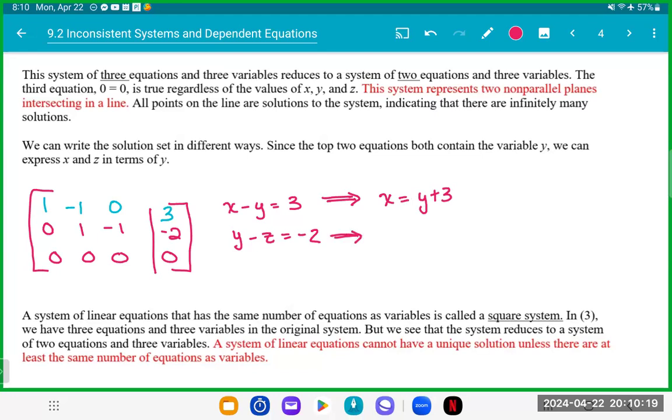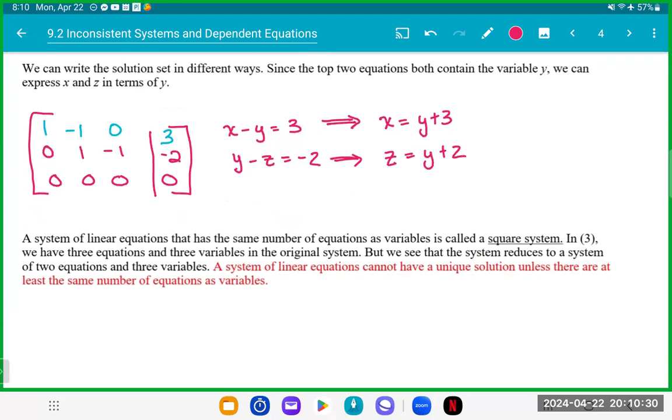Similarly, we could rewrite this one to say that z equals y plus 2, right? And so if we think of this in terms of how we wrote some of our things last class period, where we have the general solution, then our x is equal to y plus 3, our y is just itself, and our z is y plus 2. And that's going to hold true for all y when y is a real number. Okay?